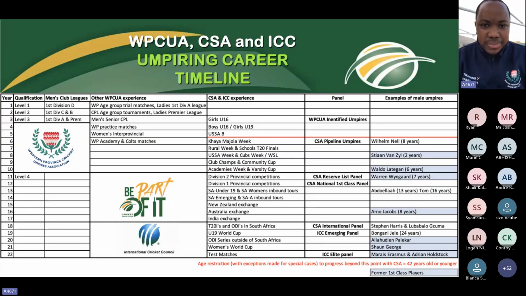In your 4th or 5th year, other tournaments that you could attend are the Universities B Week, also known as USA B, and other tournaments that you could umpire within Western Province structures are women's interprovincial matches, Western Province Academy and Colts matches, as well as Western Province practice matches. Please note that there's a red line below USA B and above Kaya Majola Week. That red line is described at the bottom of this slide.